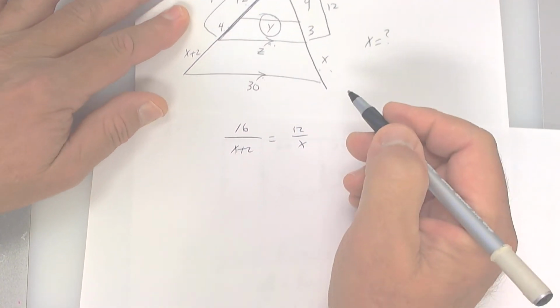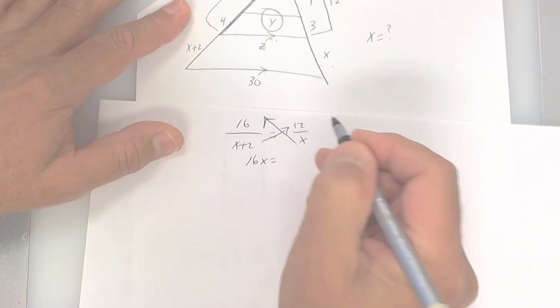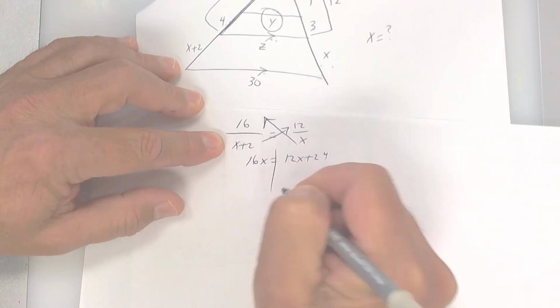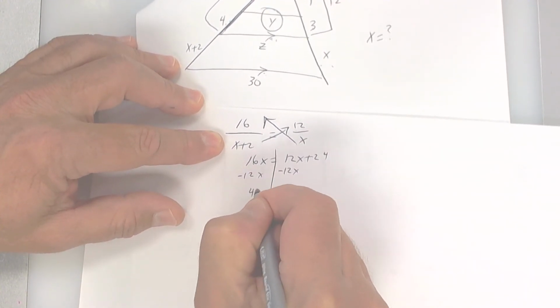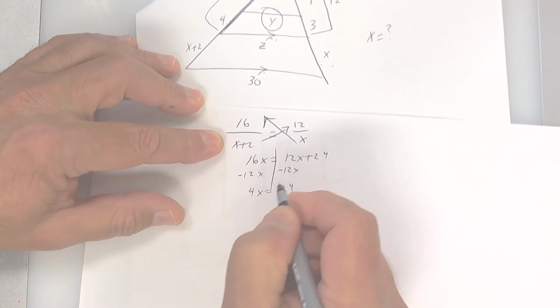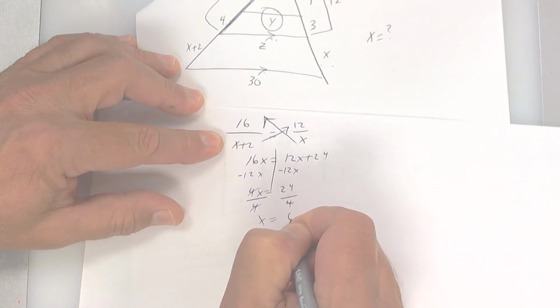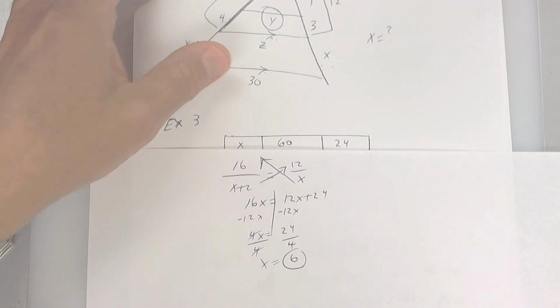Anyway, so you cross multiply, so you're going to get 16x equals, and this would be 12x plus 24, and then what you want to do is subtract 12x from both sides, and that gives you 4x is equal to 24, divide by 4, and you get x equals 6. And then you can try to find y and z if you're really ambitious.